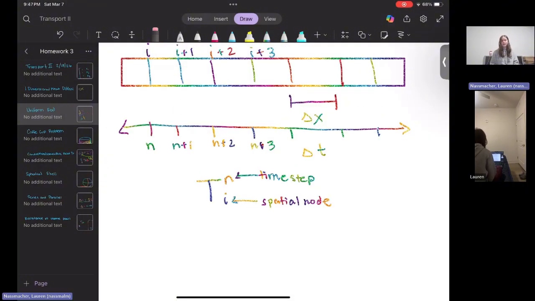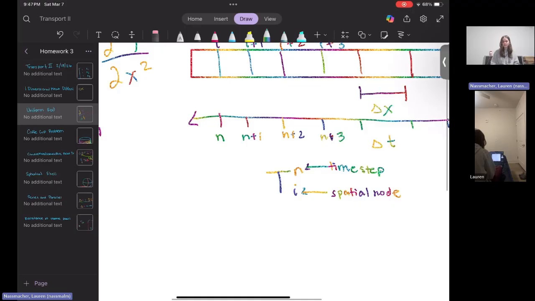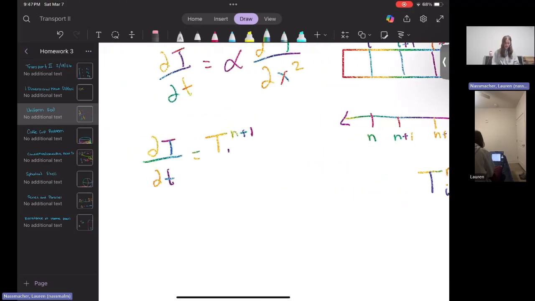The time derivative is approximated using a forward difference. So our rate of change of temperature per unit time is equal to our temperature at time step n plus 1 at the spatial node i minus our temperature at time step n at the same spatial node, over the change in time.